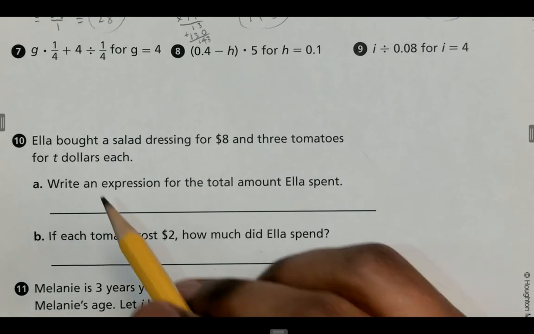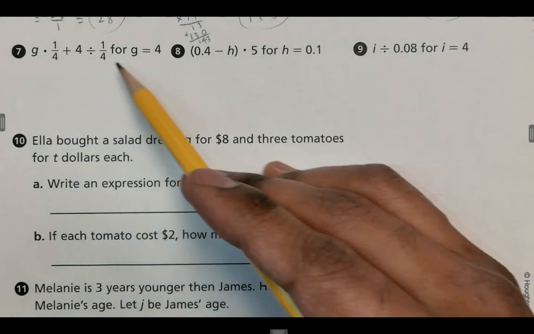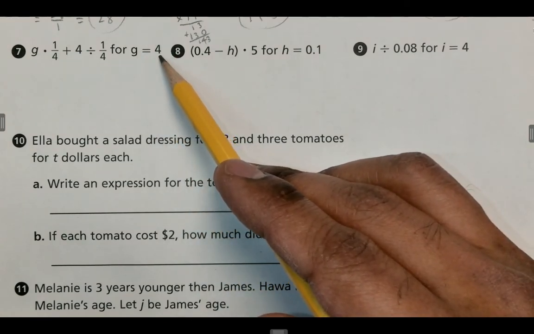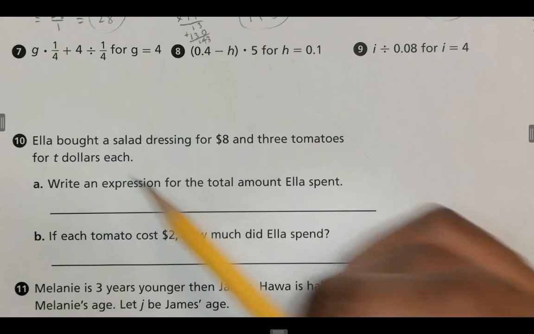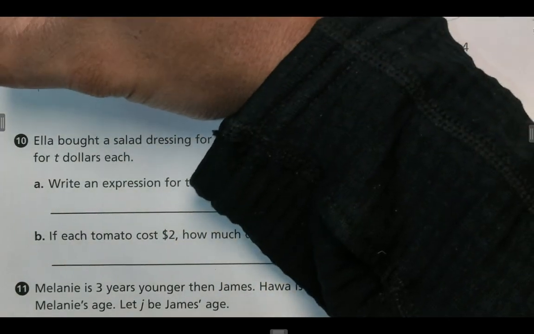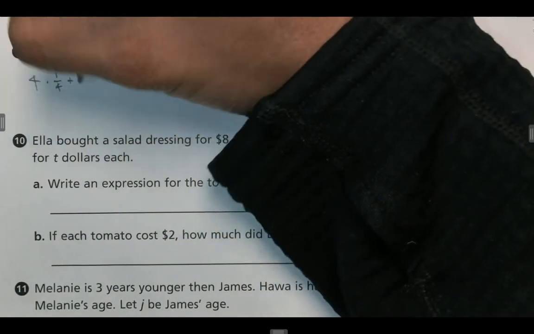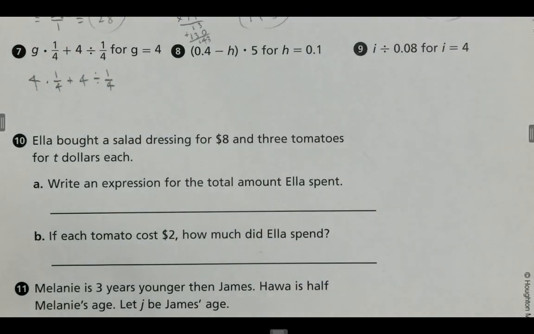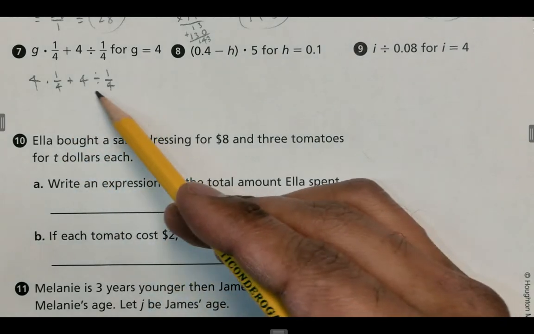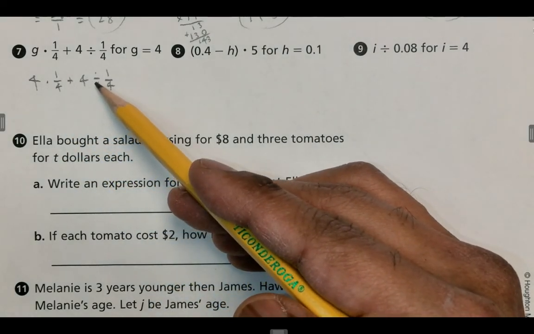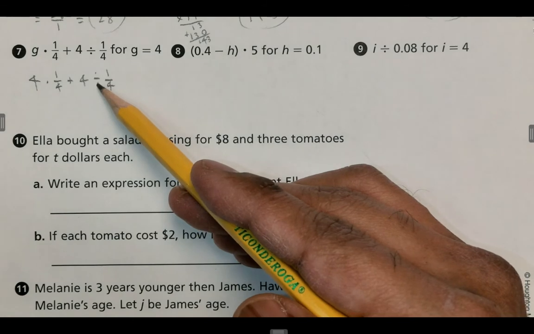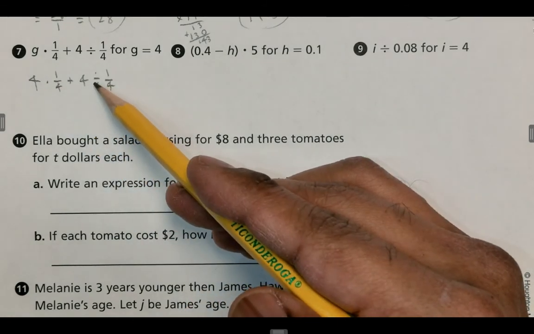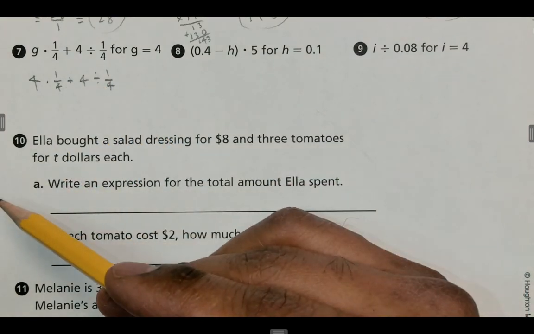Number 7. Let's rewrite the expression, replacing the value of g as 4. So this becomes 4 multiplied by 1/4 plus 4 divided by 1/4. 3 operations. Of the 3, multiplication and division come before adding, and we'll do multiplying first, division second, adding third.